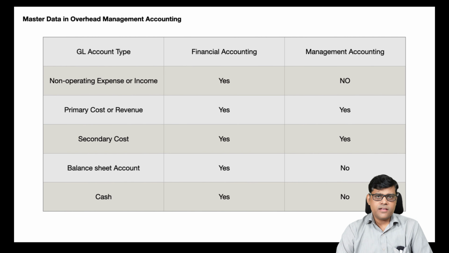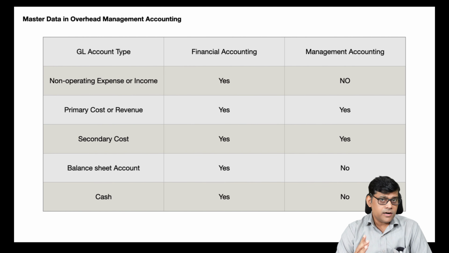Balance sheet category is very clear. Balance sheet is not part of management accounting, so it is connected with finance. It is not connected with management accounting. And we have the cash option, which is used in your bank ledger accounting. So it is connected with your financial accounting. It is not connected with management accounting.